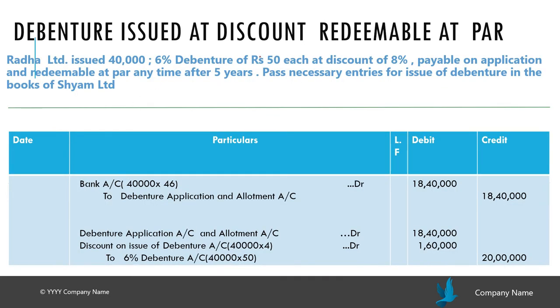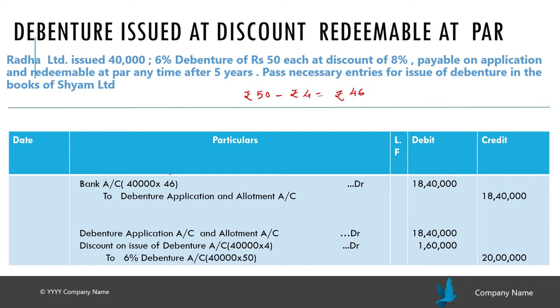So here you can see issued at discount and redeemed at par. The sum is given that Radha Limited issued 40,000 debentures of rupees 50 each at a discount of 8%. So 8% of rupees 50 will be equal to what? 50 into 8 by 100, so it will be 4 rupees. So here we write 4 rupees is the discount value. Now 50 rupees is the debenture value, and as we calculated rupees 4 is the discount value, so our debenture will be issued at rupees 46.